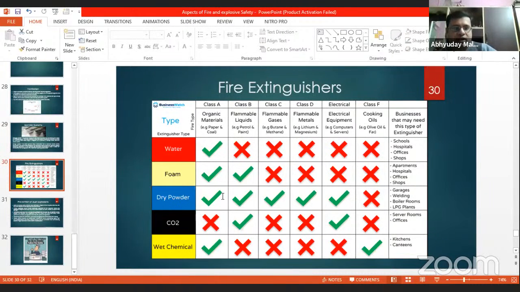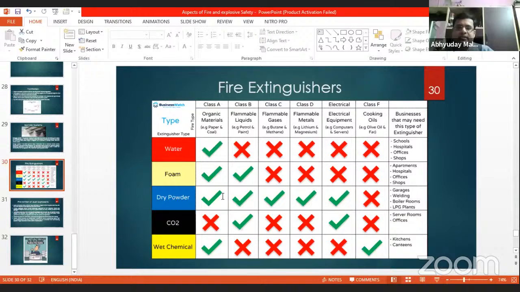Class A fires are fires due to the burning of organic materials like paper and coal, which is a common type of fire. Class B fire is the fire that results from burning of flammable liquids like petrol, paints, solvents, etc. Class C fires are fires which result from burning of flammable gases like methane, propane, butane, etc. Class D fires are fires that result from burning of flammable metals.